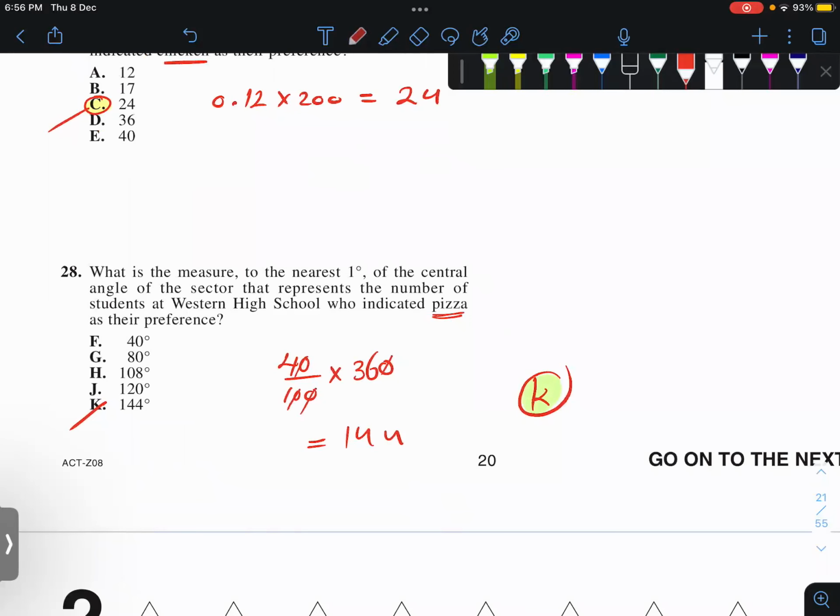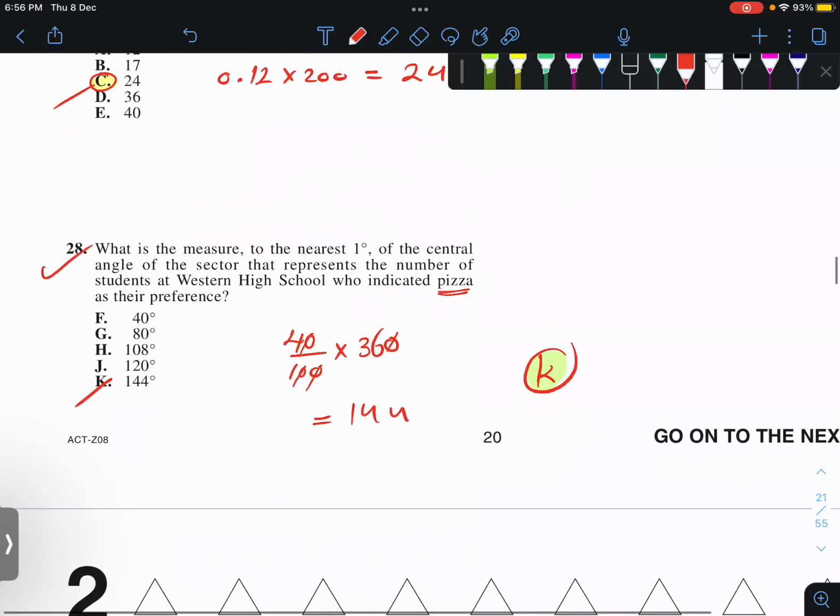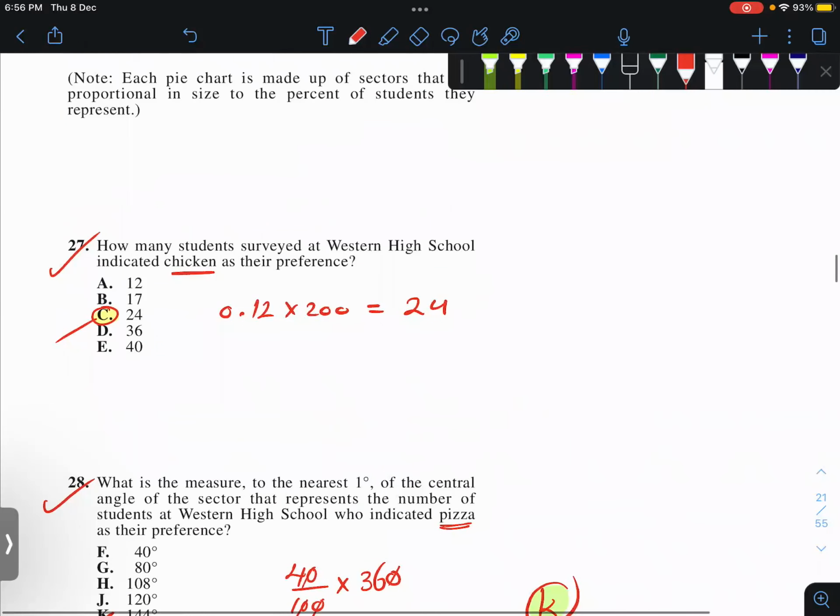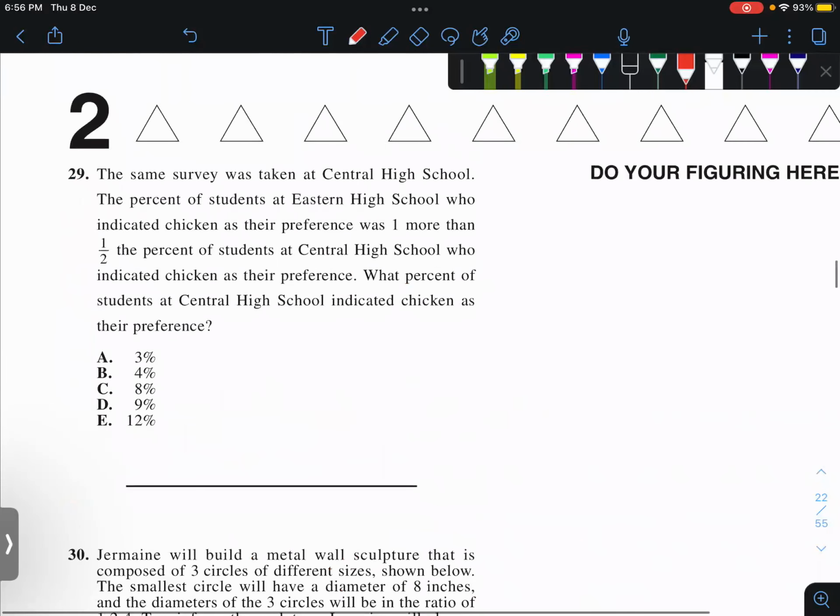Yes. Very good. Okay, and the previous one also, right? Fine. Number 29: the same survey was taken at Central High School. The percent of students at Western High School who indicated chicken as their preference was one more than half of the percent of students at Central High School who indicated chicken as their preference.